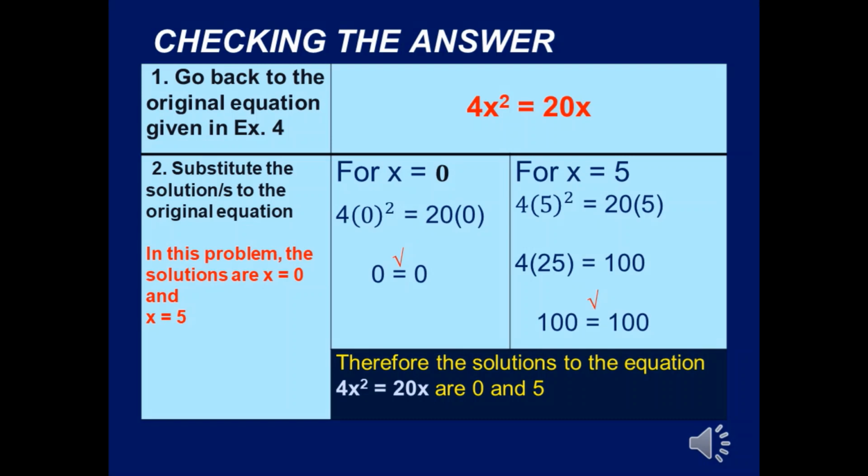How about for x equals 5? Okay, we substitute 5 to the variable x. So 4 times 5 squared equals 20 times 5. So 5 to the second power is 25. So 4 times 25 is 100. And 20 times 5 is 100. So 100 equals 100. So that's checked. Therefore, the solutions to the equation 4x squared equals 20x are 0 and 5.